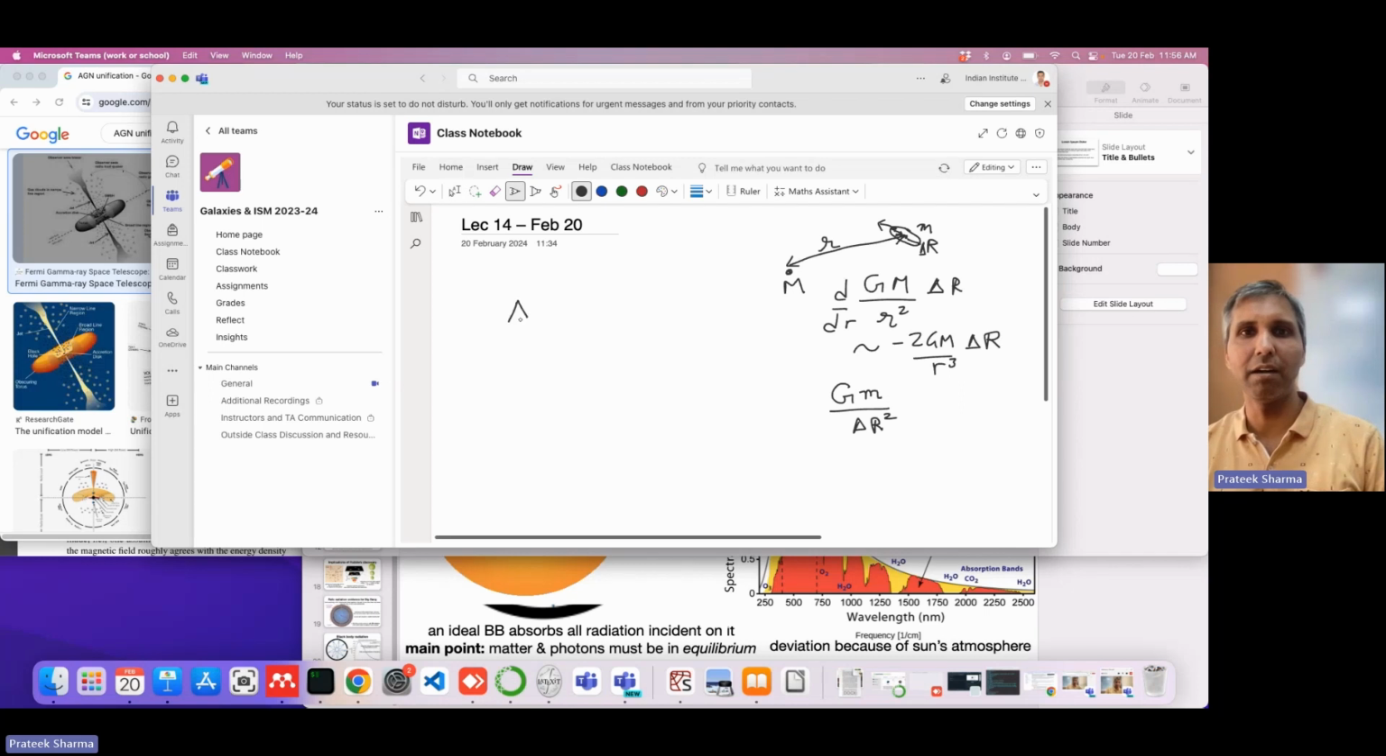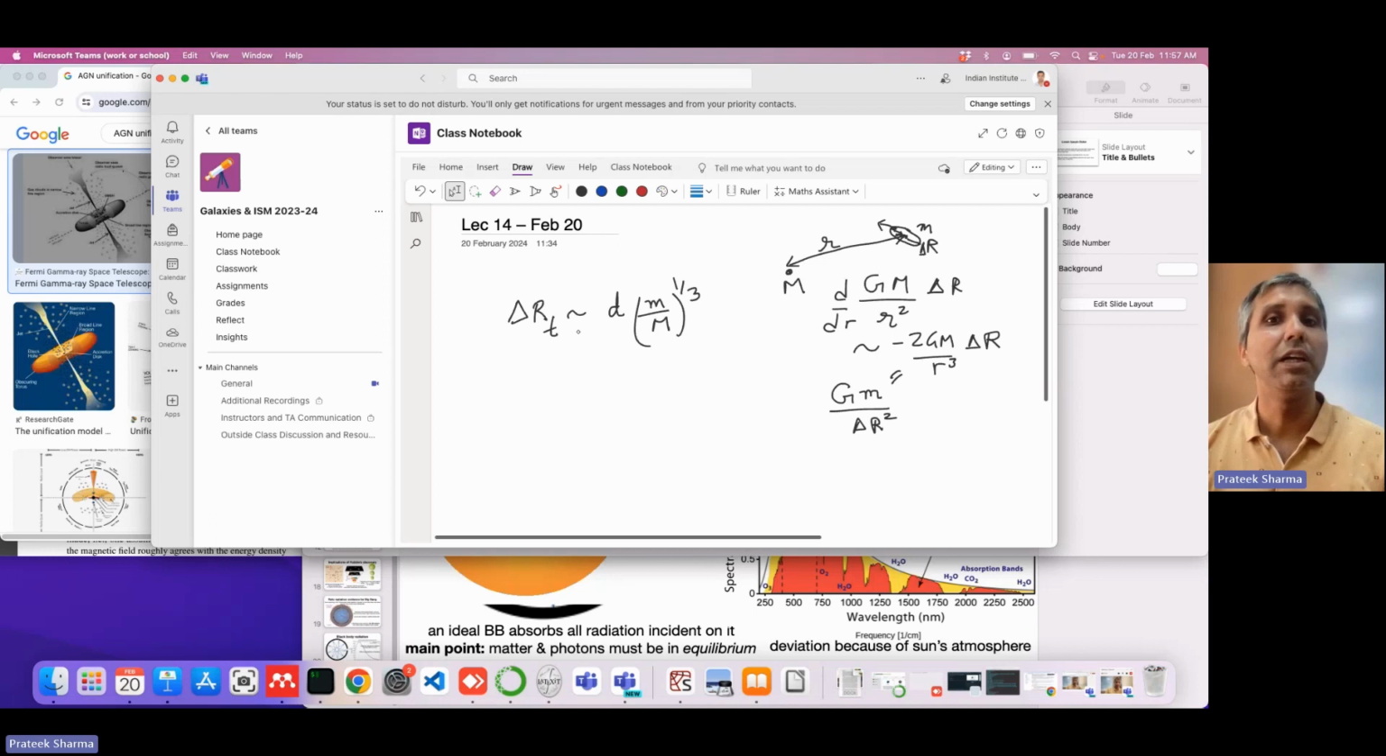So that delta r threshold, or the tidal radius, is the distance, which I call d, times the m to the 1/3, right? If I equate these two, I get delta r by r cubed equals small m by M, and that gives me that. So this is the tidal radius.